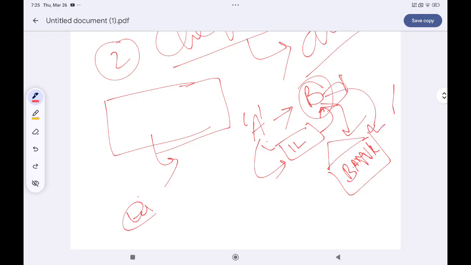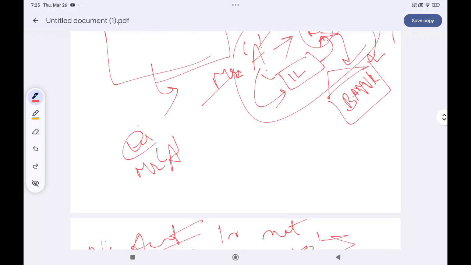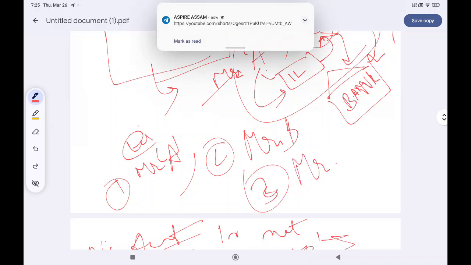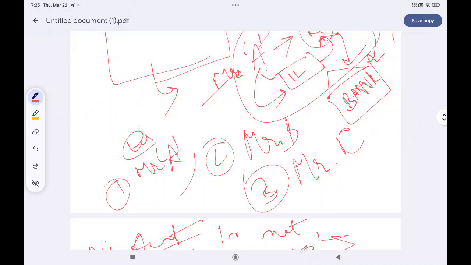Then we have to show the bank that this is the check of 1 lakh rupees Mr. A has given me, so transfer all the 1 lakh to my account. So there are three people out there: one is Mr. A, Mr. B, and Mr. C. So three people are out there, right? It's not Mr. C, it's Mr. Bank. I would love to say that it's Mr. Bank.